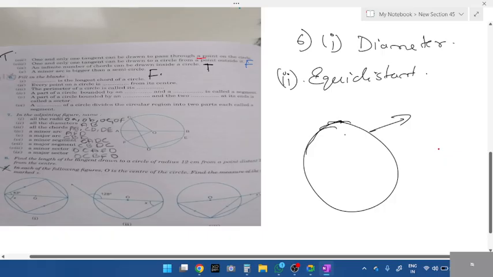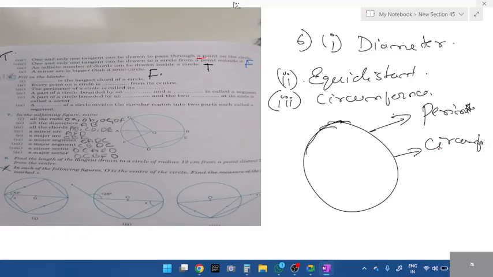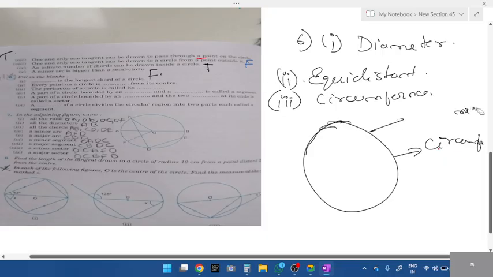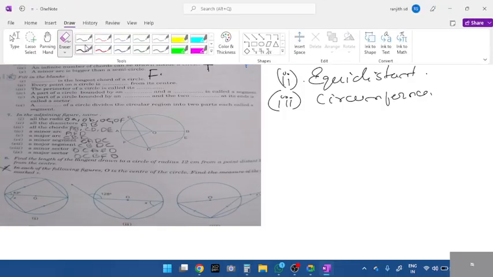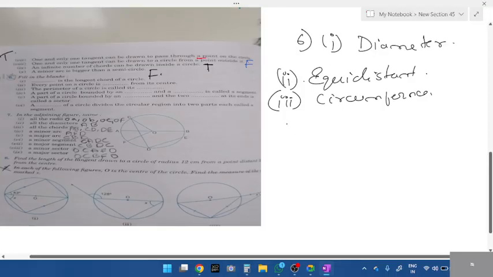That is area. The inner value is area. What is perimeter? Perimeter is the outer part, right? What is the outer part also known as? For a circle, the outer part is also known as circumference. So what's the answer, students? What's the third answer? The answer is circumference. Diameter, equidistant. Third one is circumference.